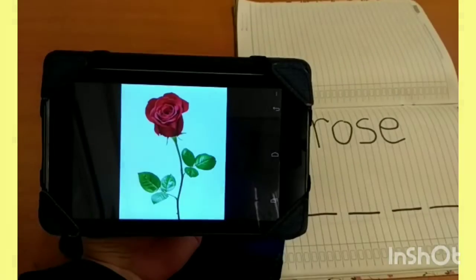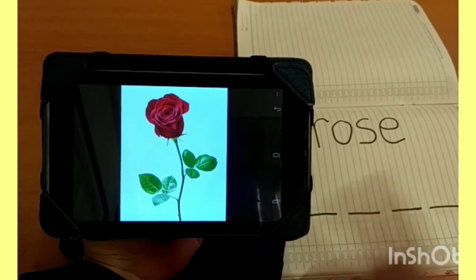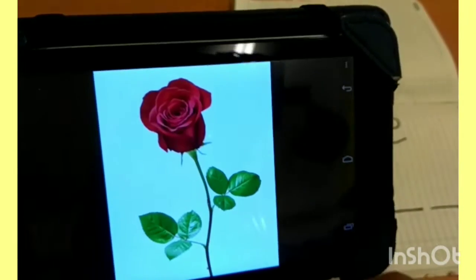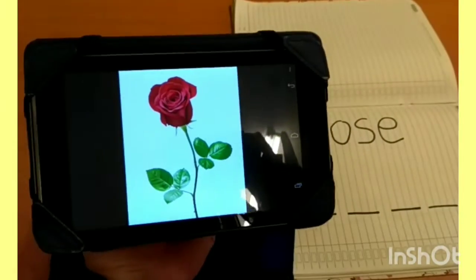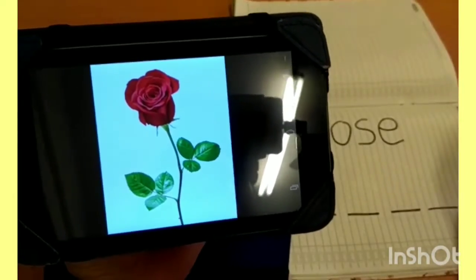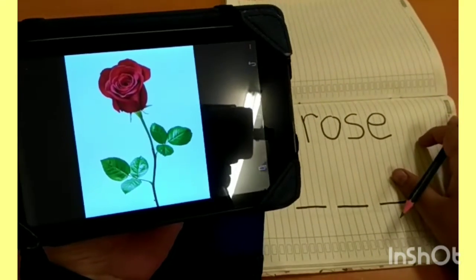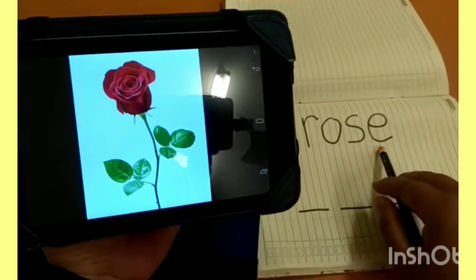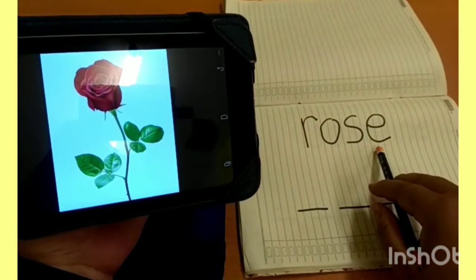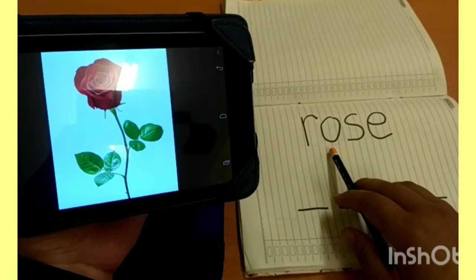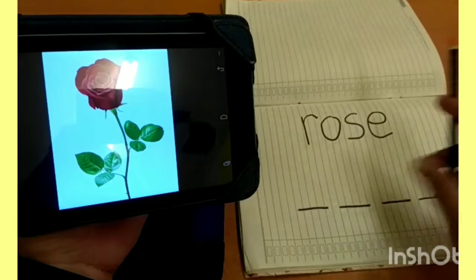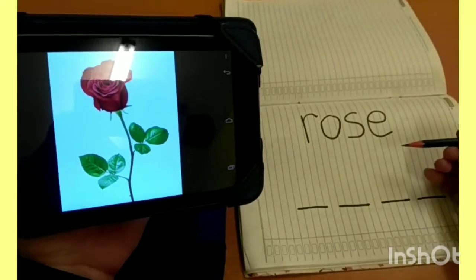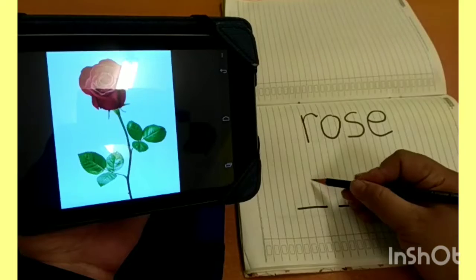Oke, okay? After this, Ustada will give you 5 vocabularies. Let's check this out. Yunita will give you 5 vocabularies. Oke, okay? First vocab is rose. How to spell rose? R O S E. Okay? Let's say it together. R O S E. After you spell it, please try to write.